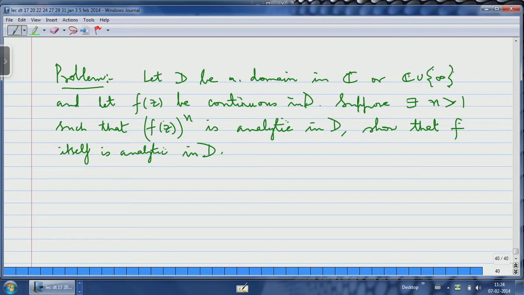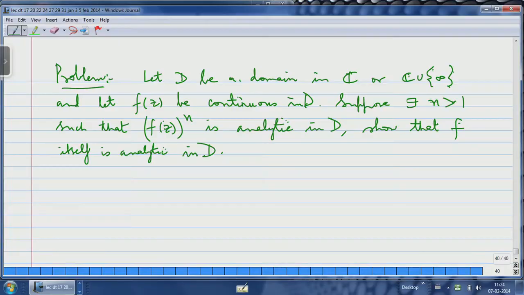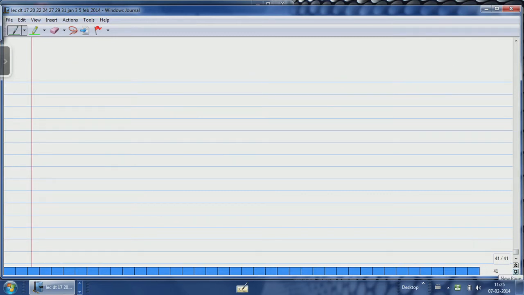Now what I am going to do is, we have now more or less seen something about infinity being a point of analyticity, which is the same as saying that infinity is a removable singularity. The next kind of singularity is that of a pole. Okay, so let us go to the study of infinity as a pole. Let me go to the next page. Infinity as a pole.